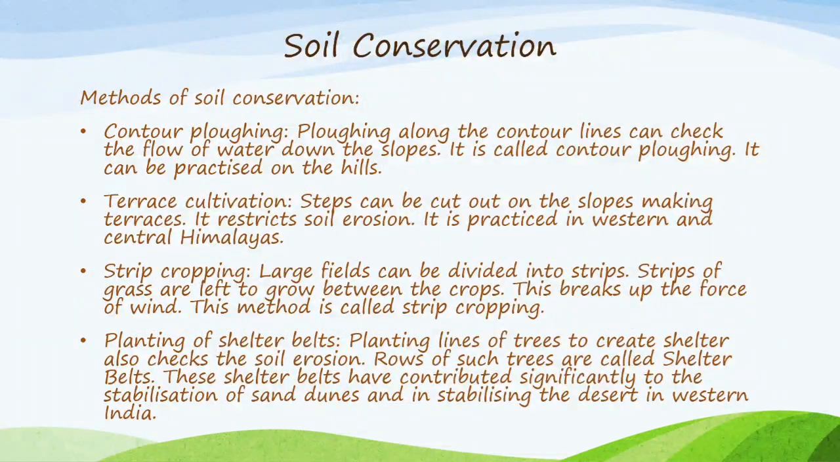So here we are with the last topic of our chapter, which is methods of soil conservation. There are some methods by which we can actually control soil erosion, like contour plowing, terrace farming, strip cropping, and planting of shelter belts. These methods are being used in different parts of the country, and they actually help in controlling soil erosion.